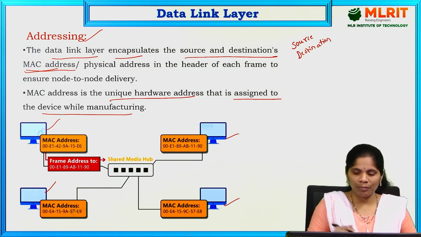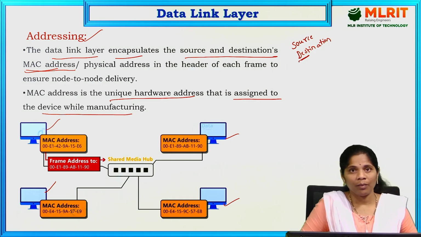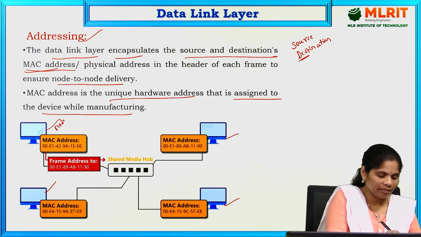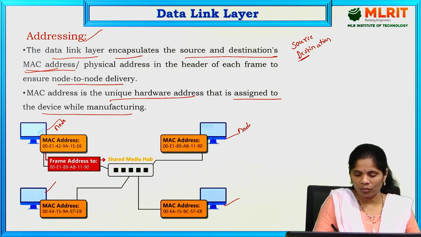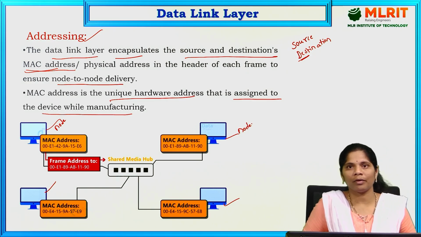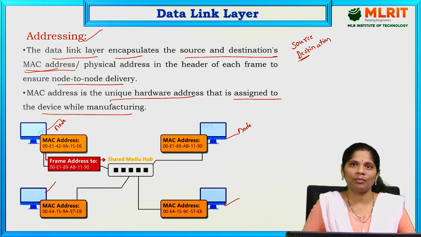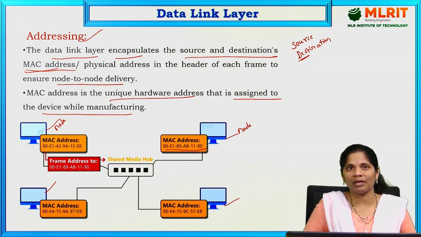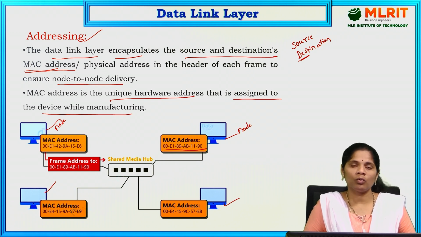Based on that, we send the data node to node. This is one node and this is another node. These are the different types of nodes. Not only desktops and laptops, but mobile phones as well, all come under devices, meaning nodes. So each device has its own specific MAC address, and based on that we send the data in node to node delivery. That is about addressing.